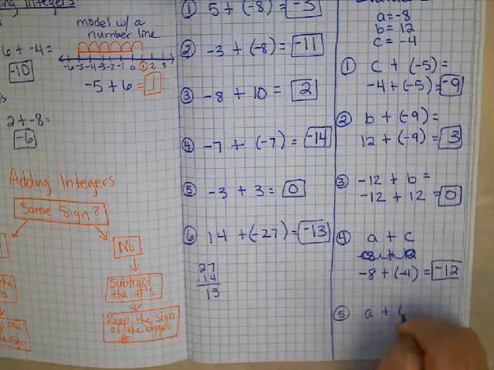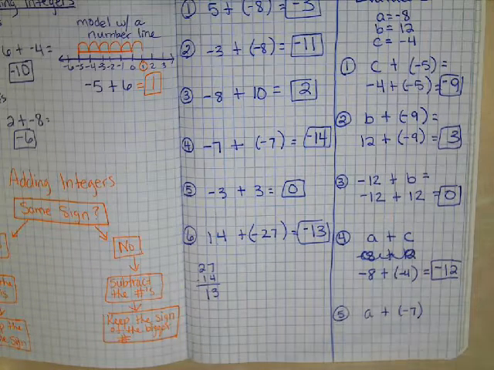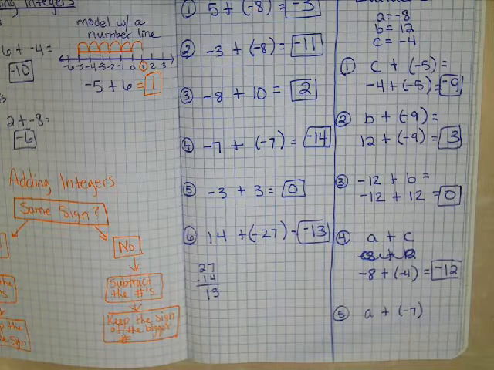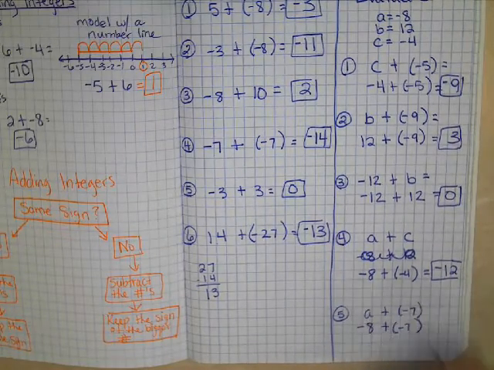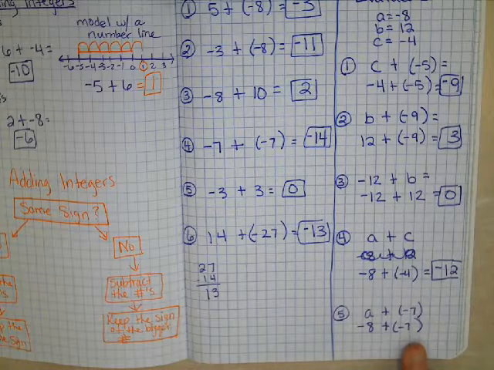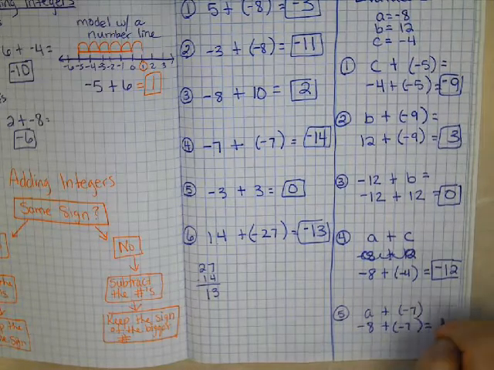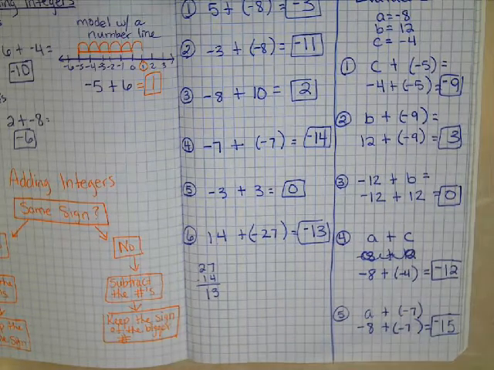Last one. A plus negative 7. Pause the video and try this one on your own. So negative 8 plus negative 7. My signs are the same, so I add like normal. 8 and 7 is 15, and keep the sign. Great job. You're now ready to move on to the practice lesson.